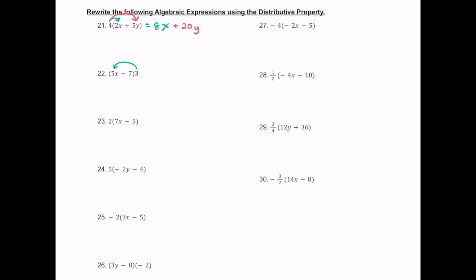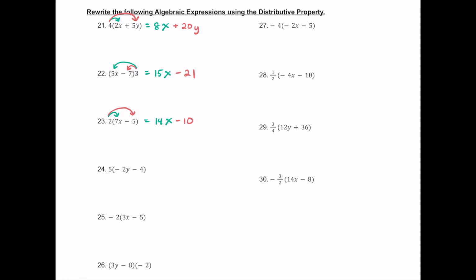For 22, if 3 is at the end, just go 3 to the beginning. So 3 times 5x. If you have 3 of those, that's going to be 15x. And then if we're going to take away 7 3 times, we're going to take away a total of 21. For 23, we have 2 of these 7x's, so we're going to write 14 total x's. And then if we have 2 of these take away 5s, we're going to take away 10 in total.